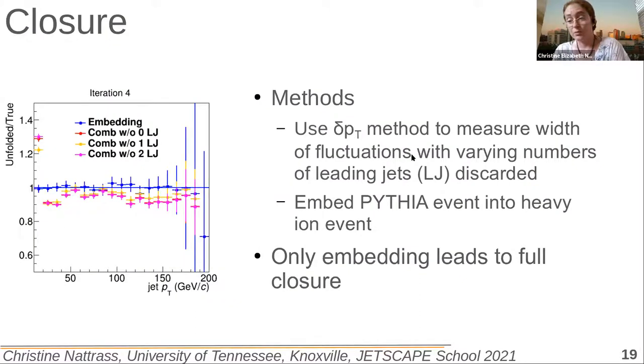And the other was to do full embedding, where we mix a Pythia event into the heavy ion event and then do unfolding, and therefore it's really treating it exactly like we treated the data. And what you see is that you actually need to use the embedding because only the embedding leads to full closure. So you can't just take into account the fluctuations. And we are working on making information about this public so others can use it.